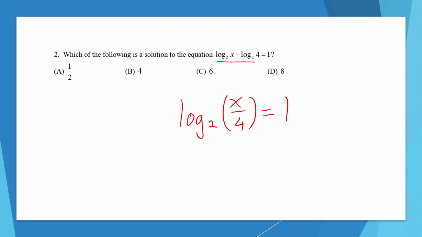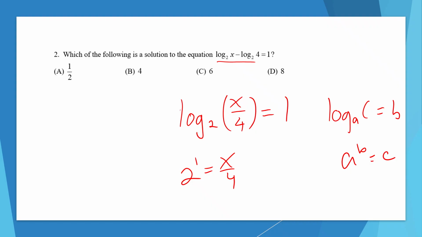Then a lot of people got confused about what to do from here. Here, you're going to convert it from logarithmic, which is, remember, log base a of c equals b, into exponential. So 2 to the power of 1 equals x over 4. 2 to the power of 1 is just 2. And then multiply both sides by 4 to get 8 equals x. And that should be our answer here, D.